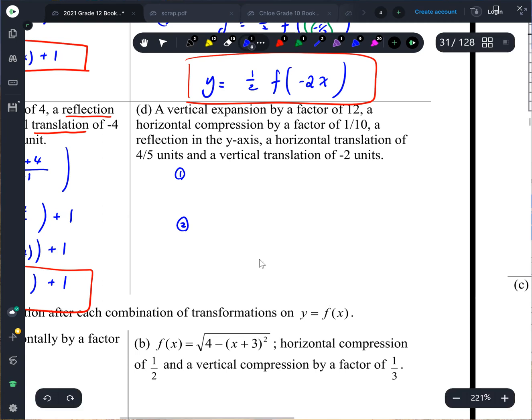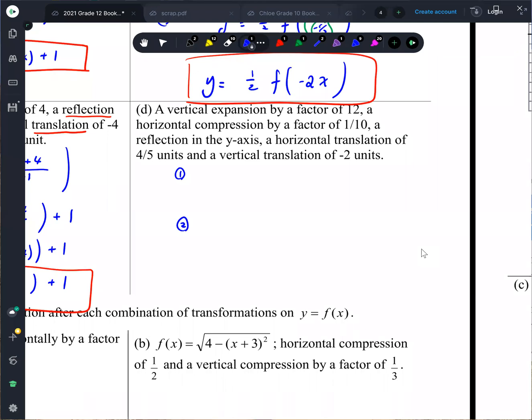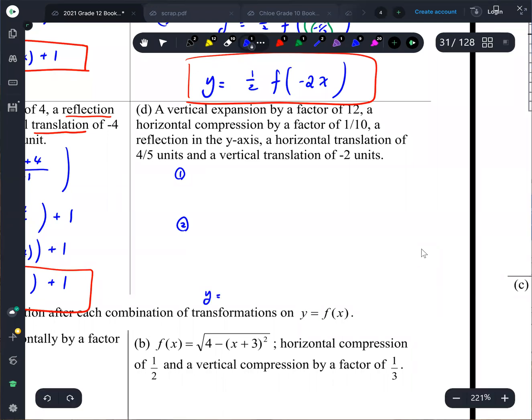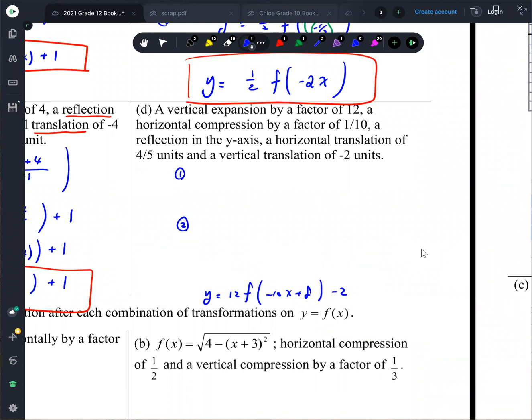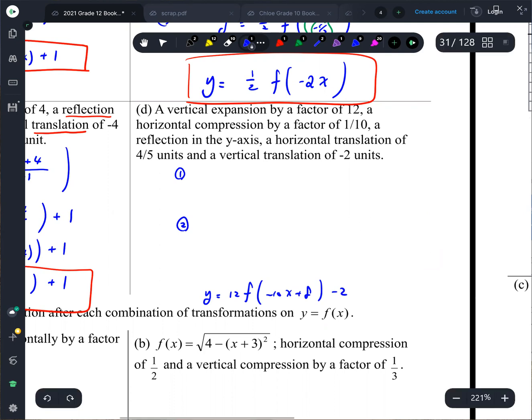Philip, what is your answer? For story form, right? No, final answer. Oh, final. Yeah. y is equal to 12 function of negative 10x plus 8, then bracket negative 2. Okay. Anyone else has a different answer here?